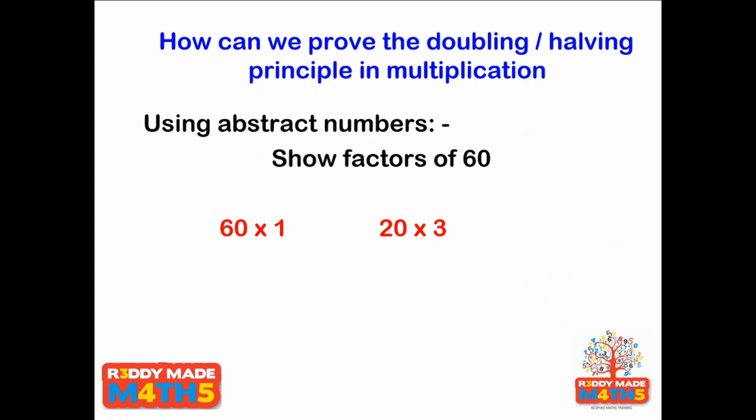And just very quickly, proving that theory and using just abstract numbers this time rather than a picture, if we were asked to find all the factors of 60, well, we could start off with the first one, 60 multiplied by 1, or 1 times 60, whichever way around, or 20 multiplied by 3. By doubling and halving, we can very quickly get 30 times 2 and 10 times 6. And by doubling and halving again, we end up with 15 multiplied by 4 and 5 times 12. So very quickly we found all the factors of 60 just by using the doubling and halving principle.